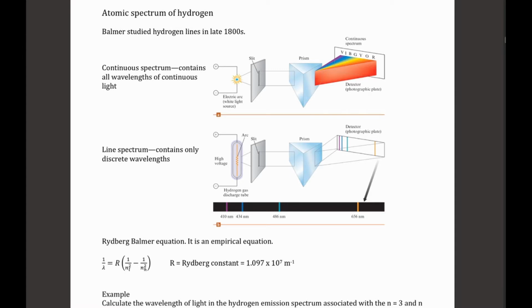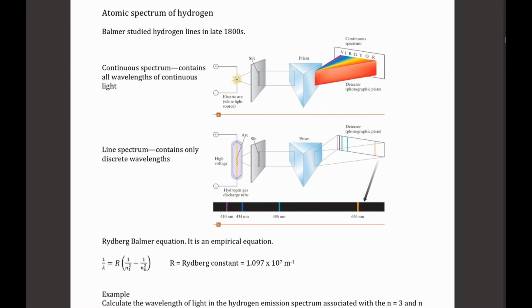Okay, so then light was used by scientists to start to study matter. A scientist named Balmer studied hydrogen. He had pure hydrogen in a tube, and he shone light at it, and he looked at what happened with it. He studied hydrogen in the late 1800s.